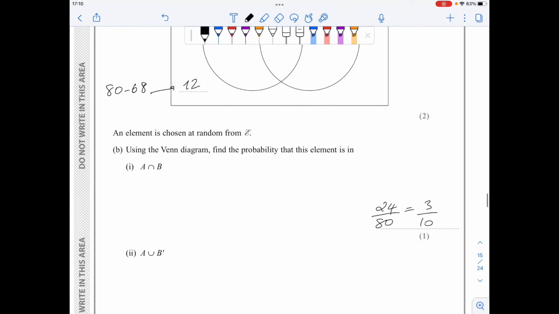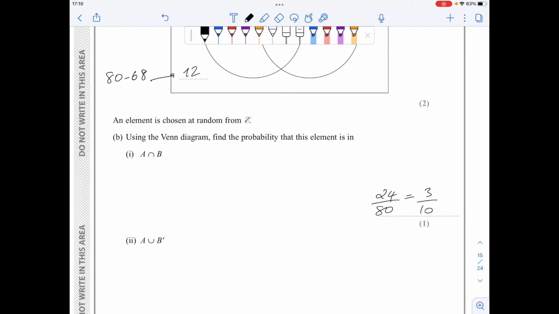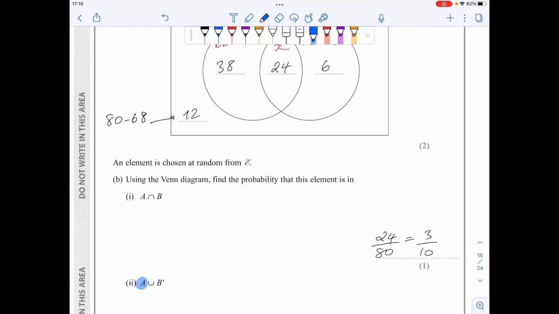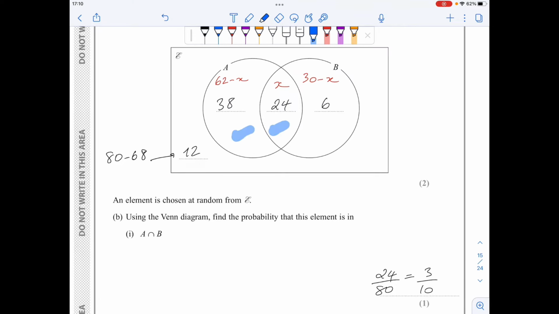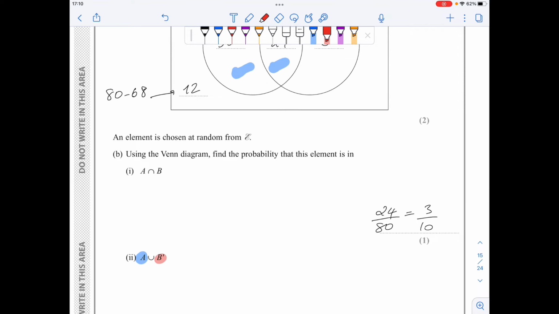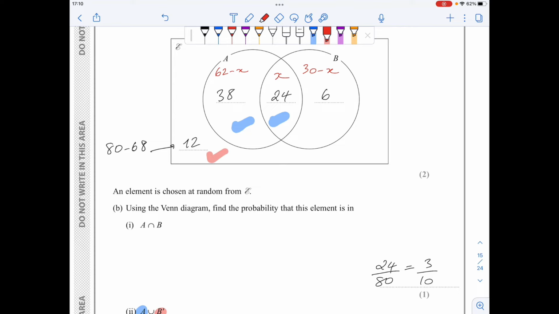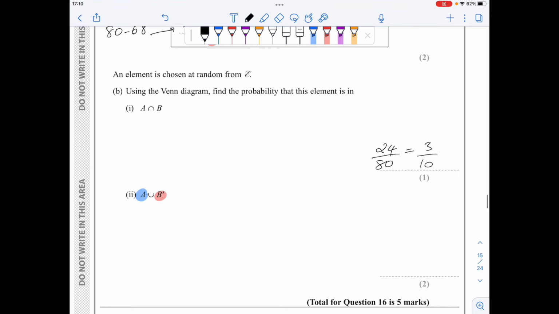And then the last part, A union B dash. Now for this one, consider A are these two regions. B dash is the region outside B, so it's the outside and this one. And because it's union, I need any color, so blue or red. So the probability is the sum of the three regions, so 38 plus 24 plus 12 over 80, so 74 out of 80. You can simplify this to 37 over 40.